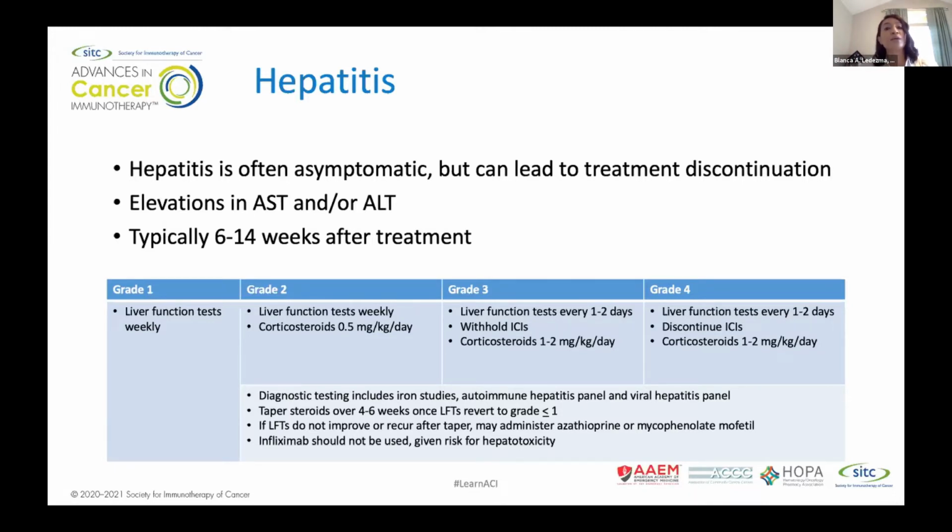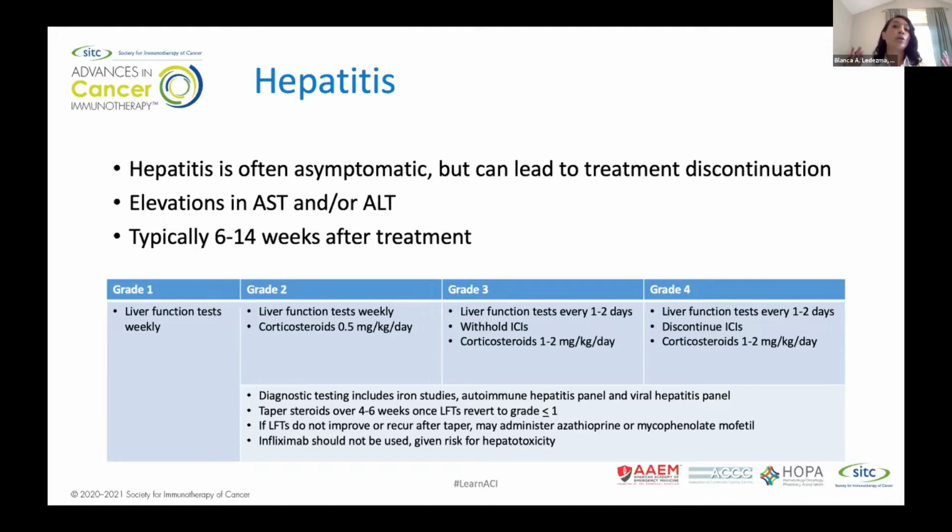If a patient has a grade 4, absolutely we will be discontinuing the immune checkpoint inhibitor, continuing with corticosteroids at 1 to 2 milligrams per kilo per day, and of course following these patients closely, monitoring their liver function tests every 1 to 2 days, ensuring that they're having the appropriate treatment response.